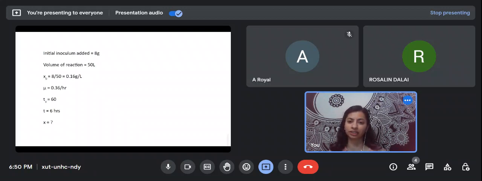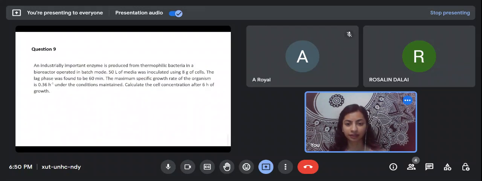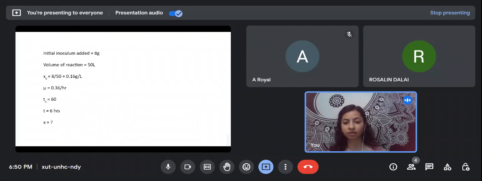So you know that there is a lag phase of about 60 minutes, and the growth will only start after that 60 minutes, right? So 6 hours minus 60 minutes. That means 5 hours. The growth is happening only for 5 hours, right? Because in the lag phase there is no growth happening itself. It's a lag phase.